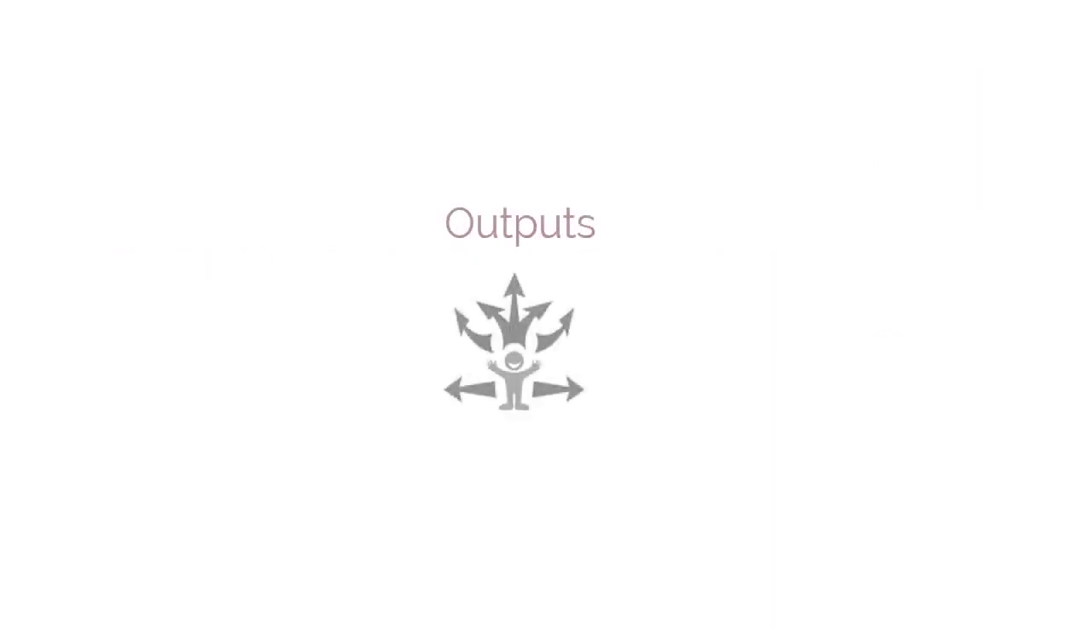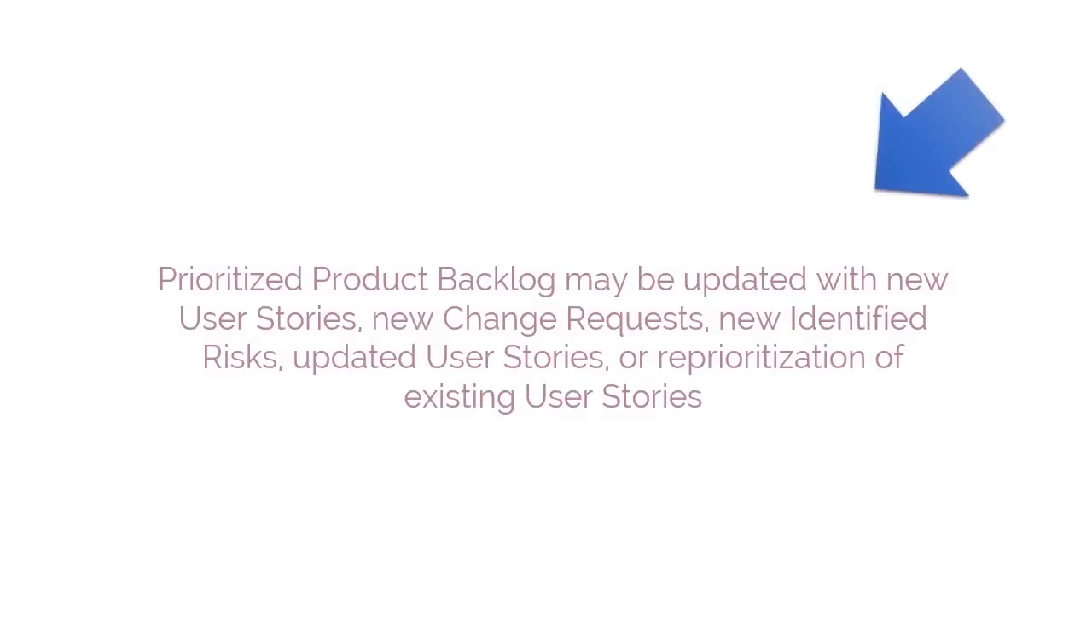Now that we have seen the list of inputs and tools being used, it is time to see the outputs created. Updated prioritized product backlog is the output generated. As we have already discussed it under Tools, I'm going to skip ahead with the impression that you've understood it well. So, prioritized product backlog may be updated with new user stories, new change requests, new identified risks, updated user stories, or reprioritization of existing user stories.